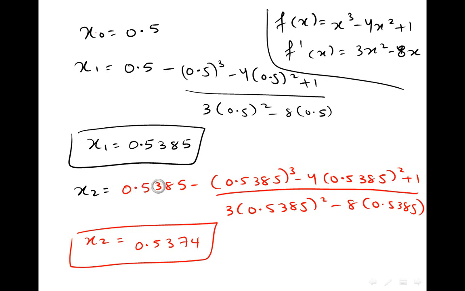Now you can see that the number is converging around 0.53. I'll give you another tip here. If you are asked to find the number to 2 decimal places, you'll stop here by saying it's 0.53. Let me give you one more tip here to help you to know if your answer is right or not.